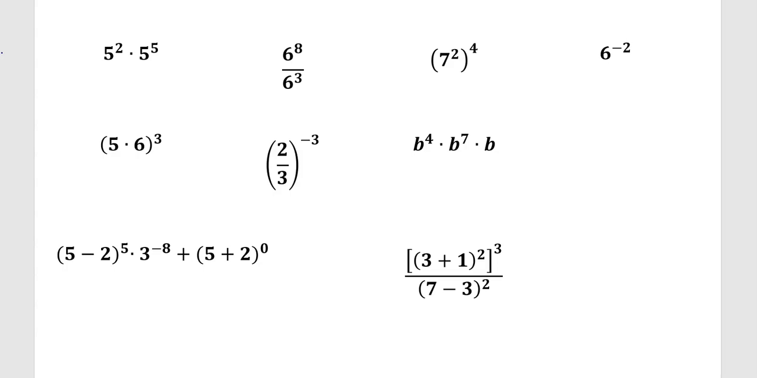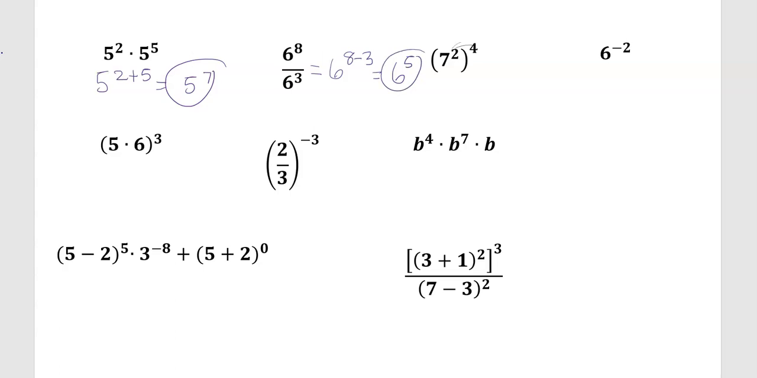So here is, and again, you need to memorize these properties. So this is the property of multiplication, which means I'm going to add. So I'm going to add my exponents and get 5 to the 7th. If you want to pause the video right now and do these on your own and then play and check your answers, you can do that too. Here I'm dividing, so my property says, the quotient of powers, the property of division, says I'm going to subtract. 8 minus 3 is 5, so 6 to the 5th power.